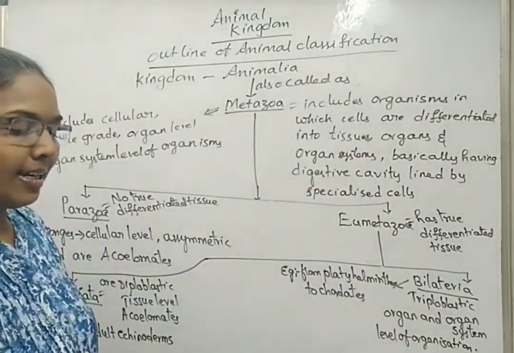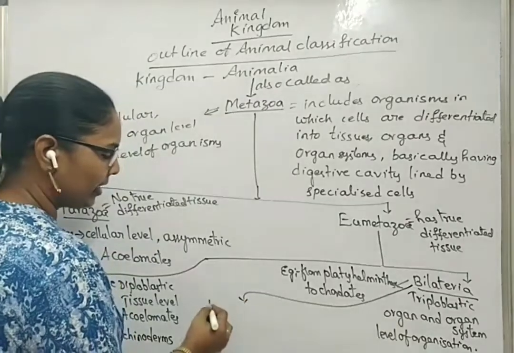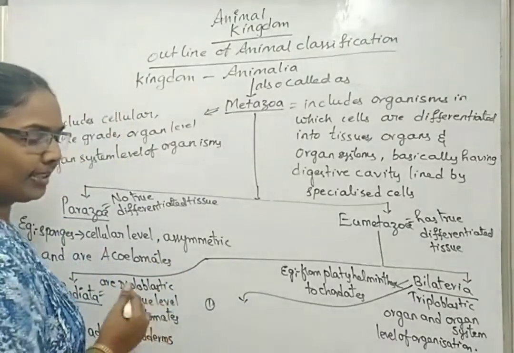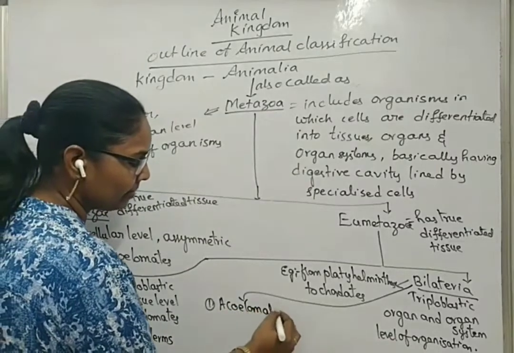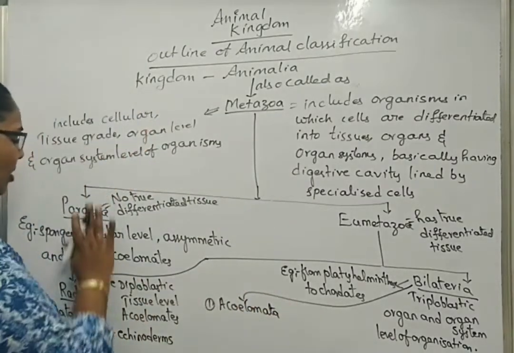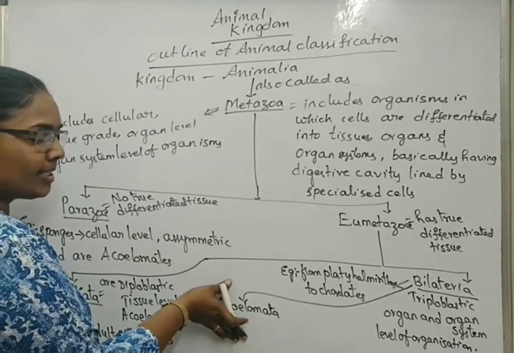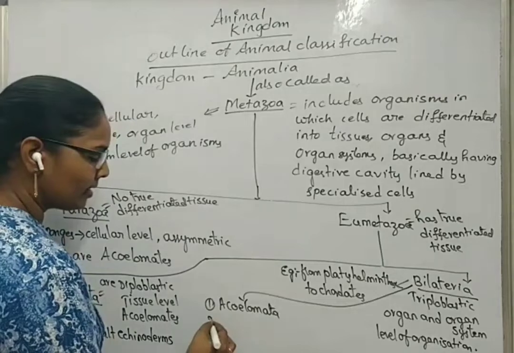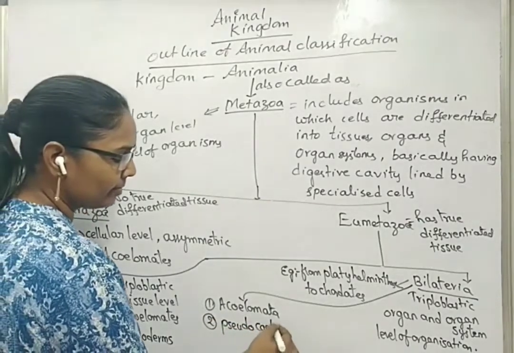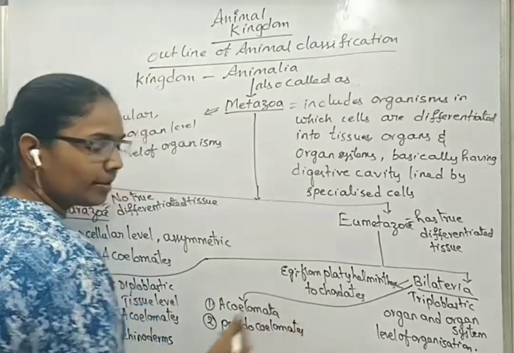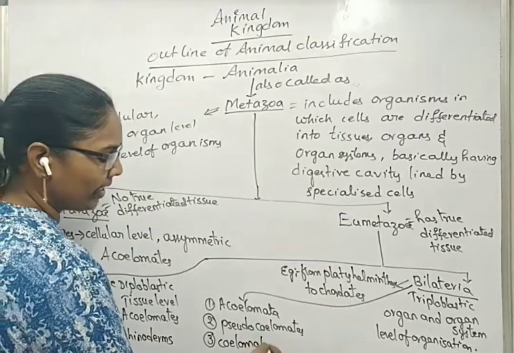These bilateria are again divided into three different categories. One is acoelomates, meaning not under radiata or parazoa. Here also there are some organisms exhibiting acoelomate nature. Second one, pseudocoelomates. Third one, coelomates or coelomata.